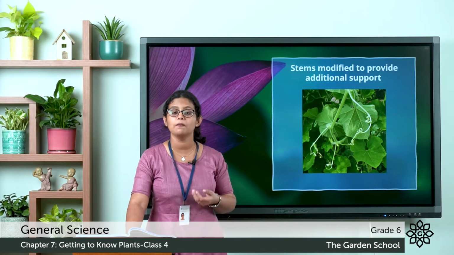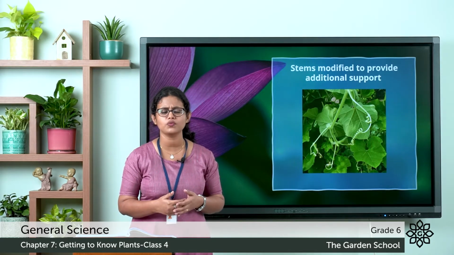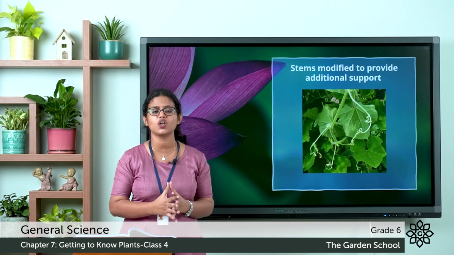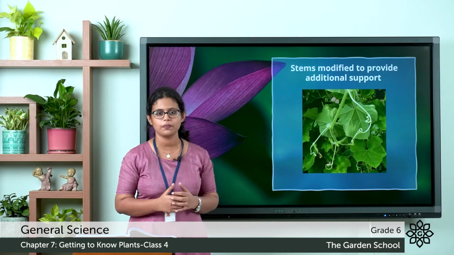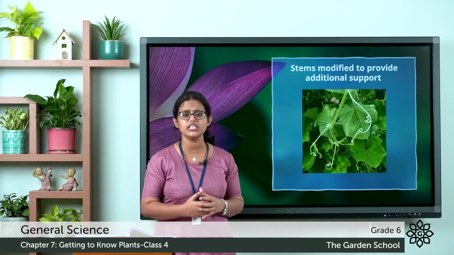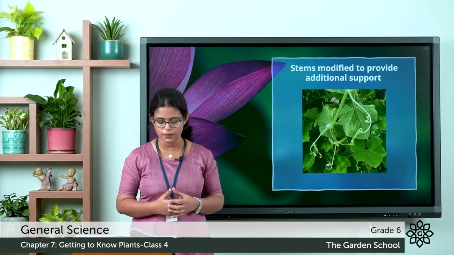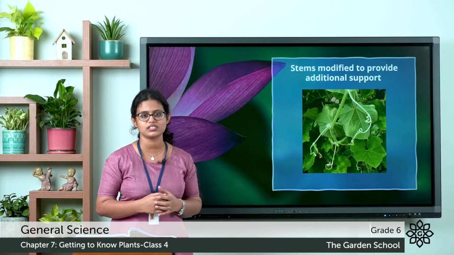Moving to the next one, stems modified to provide additional support. Plants like bitter gourd and grapevine have very weak stems. These plants cannot grow erect, which means they cannot grow straight, because they have a very weak stem. For that, these plants need additional support. To help the plants to coil around the support, the stems are modified into tendrils.